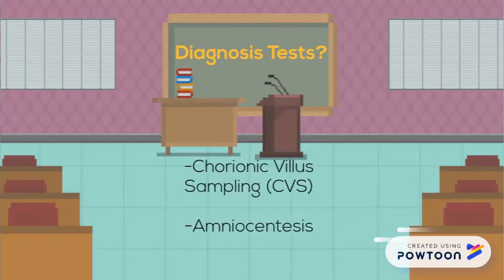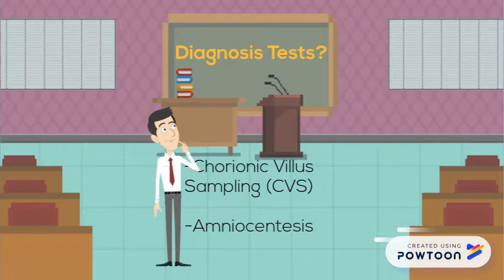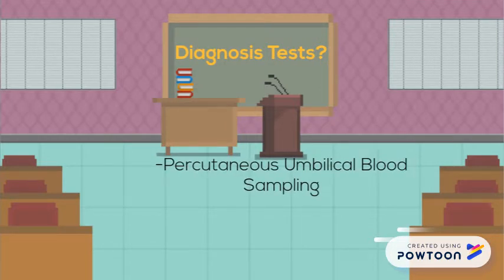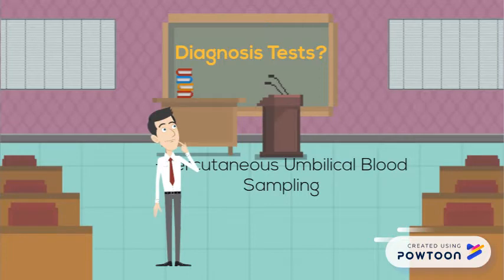Chorionic villus sampling is conducted between 10 and 12 weeks. In this test, a small piece of chorionic villus will be taken and analyzed. Amniocentesis is performed between 14 and 20 weeks. A small sample of amniotic fluid is drawn and cells in the fluid are tested. Percutaneous umbilical blood sampling is performed after 18 weeks. This test examines blood from the umbilical cord.